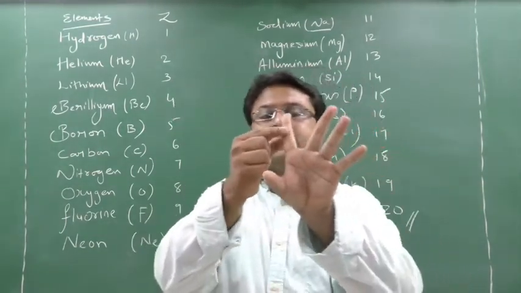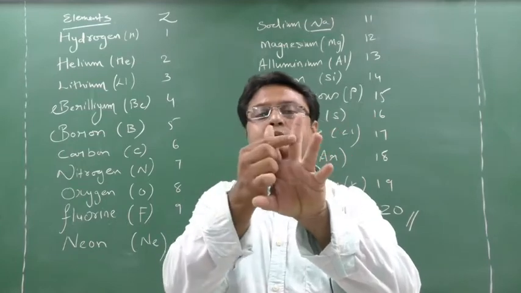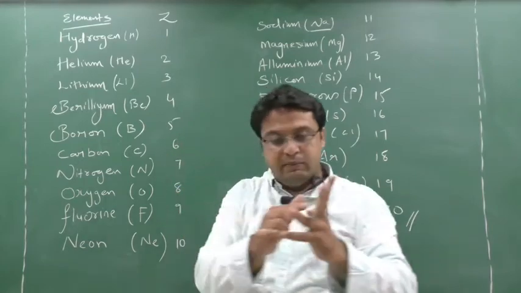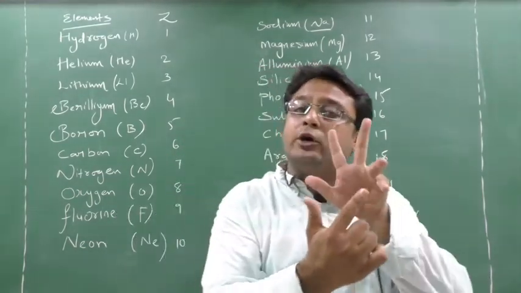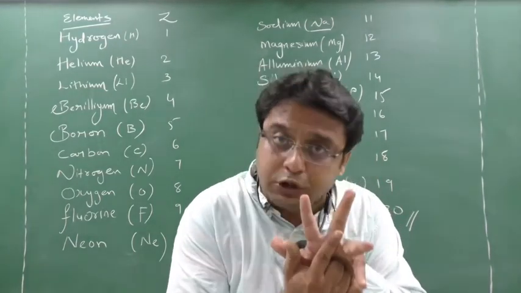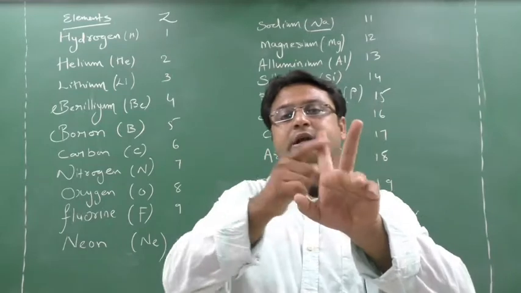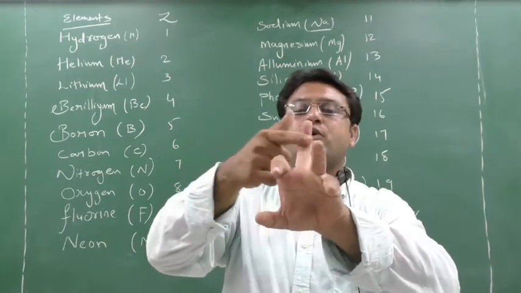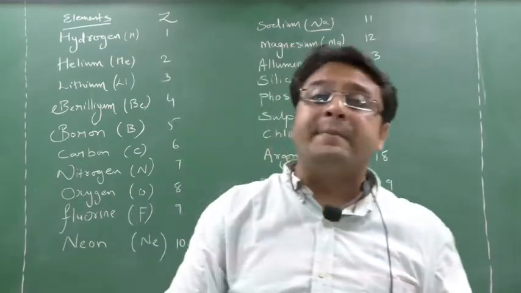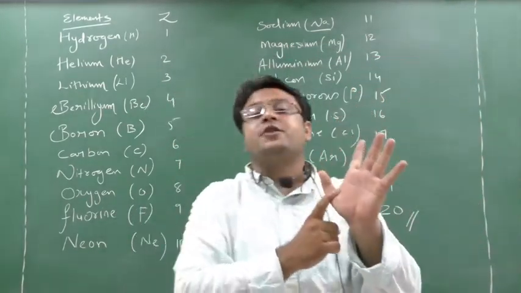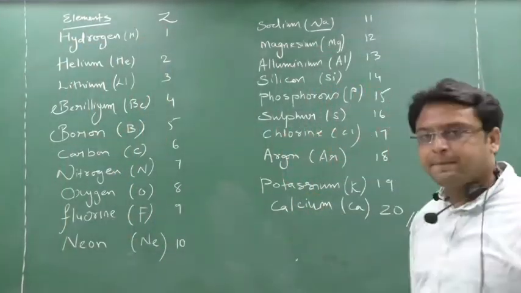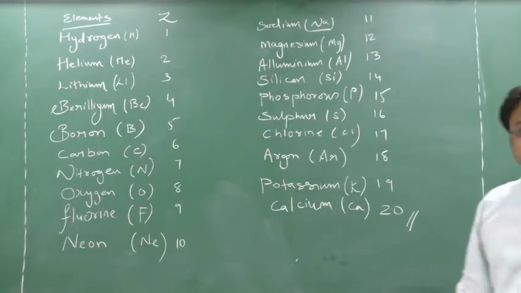See, hydrogen, helium, lithium, beryllium, boron, carbon. Now carbon, when you come to it, is number 6. If you remember in this way, you can easily remember the atomic number also, because remembering the elements according to atomic number is very important. Okay, so hydrogen, helium, lithium, beryllium, boron, carbon, nitrogen, oxygen, fluorine, neon, sodium, magnesium, aluminium, silicon, phosphorus, sulfur, chlorine, argon, potassium, calcium. It's very simple. Clear?